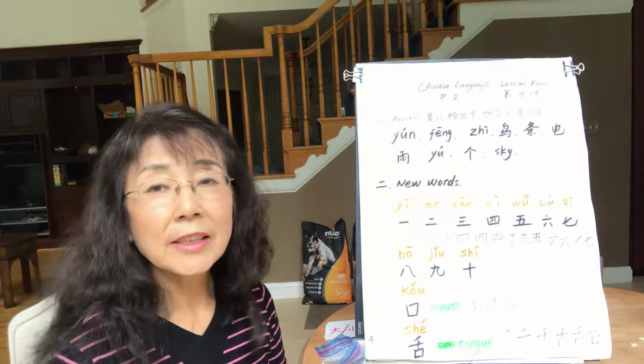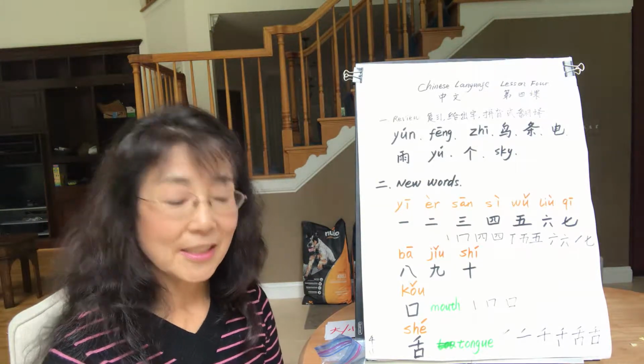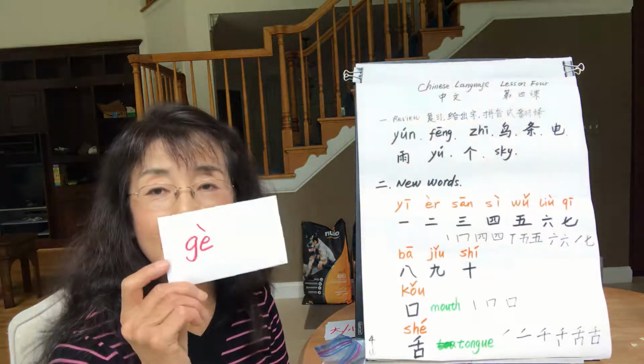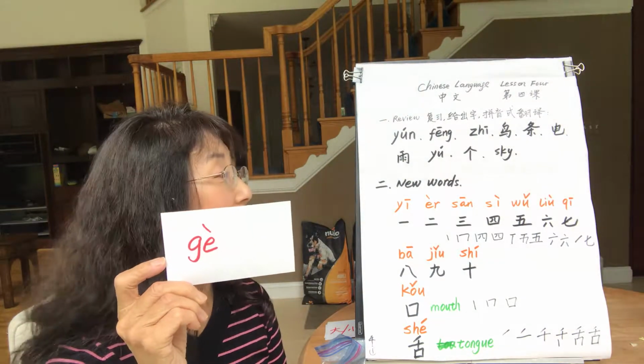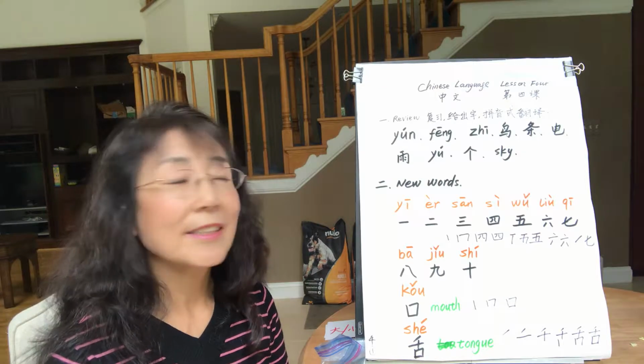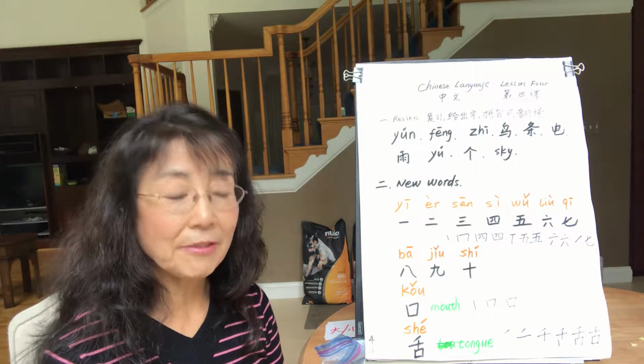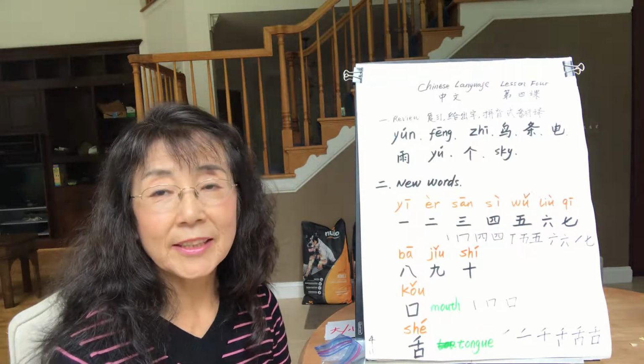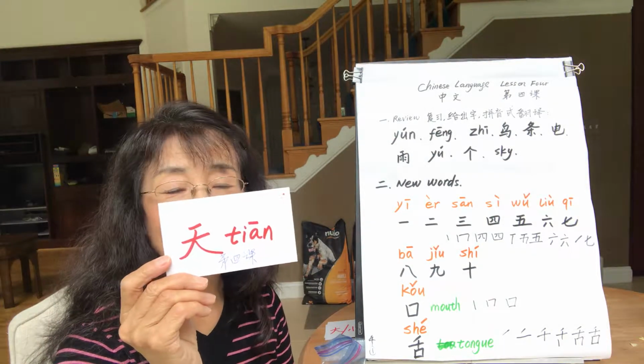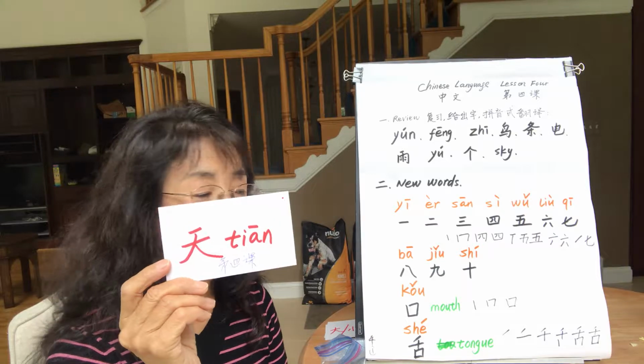The next one, character ge, the pinyin is this one, ge. The last one, sky, is in English, so you give the character and the pinyin: tian, tian.